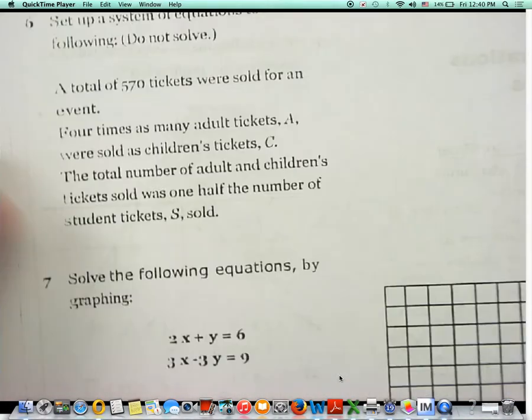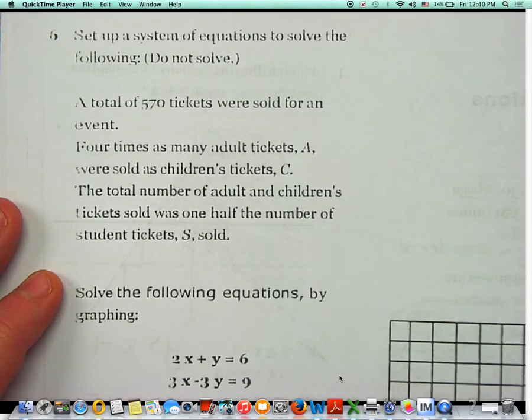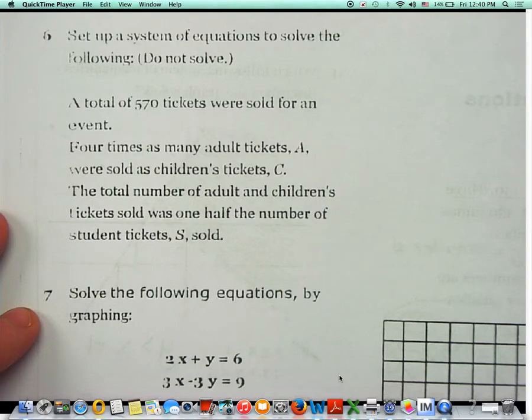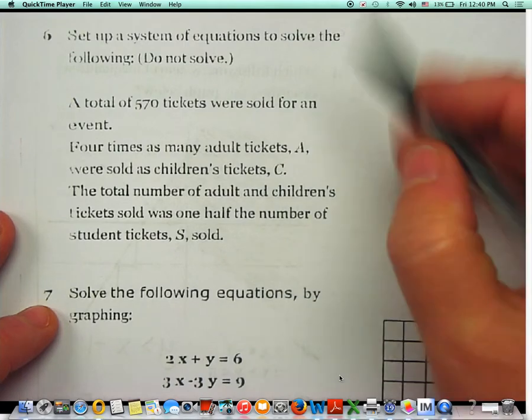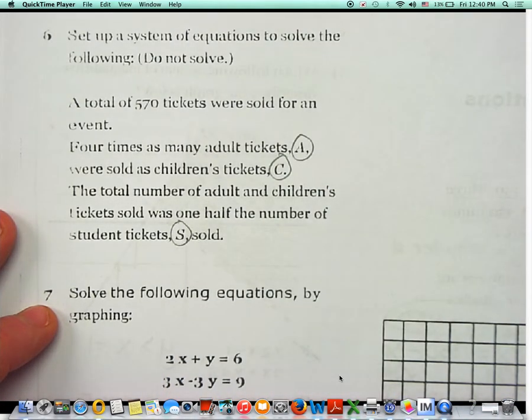All right, number 6, set up a system of equations to solve the following, but do not solve. So we're just setting this one up. A total of 570 tickets were sold for an event. 4 times as many adult tickets, A, were sold as children's tickets, C. The total number of adult and children's tickets sold was 1/2 the number of student tickets sold, S. All right, so we have A, C, and S. We have 3 variables here.